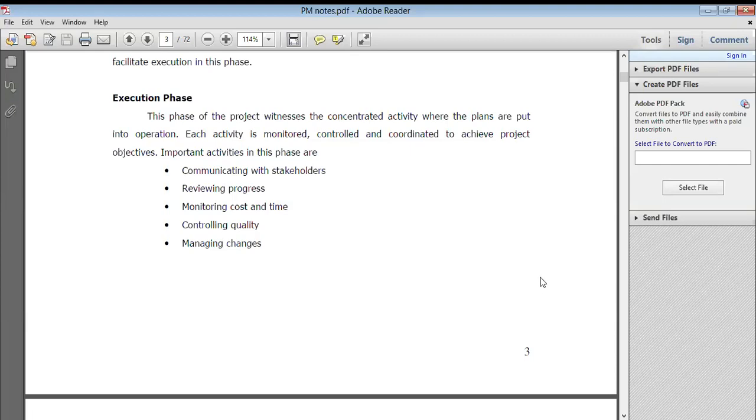Yes, and reviewing progress. Every day you need to prepare a progress report. Monitoring cost and time: what cost you require to complete, what time you need to complete the project, every day. Got it? And controlling quality. Controlling means whatever tasks are assigned by your supervisor, you need to complete on that day. It means you save time. It means you are in control of that project. If you complete your tasks on time, it means you are in control of your project.